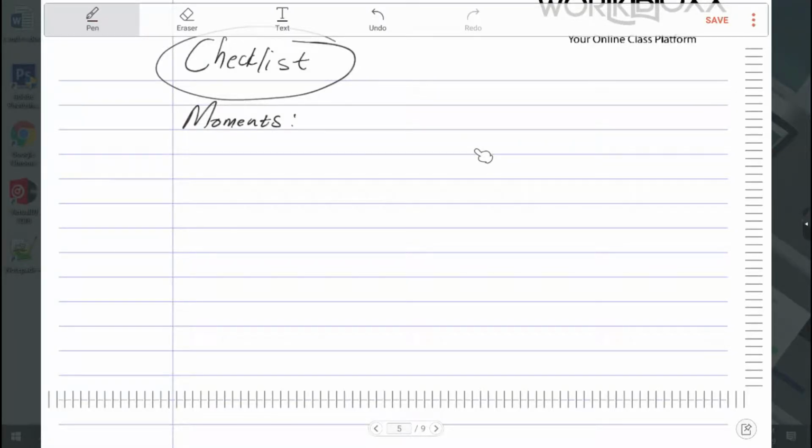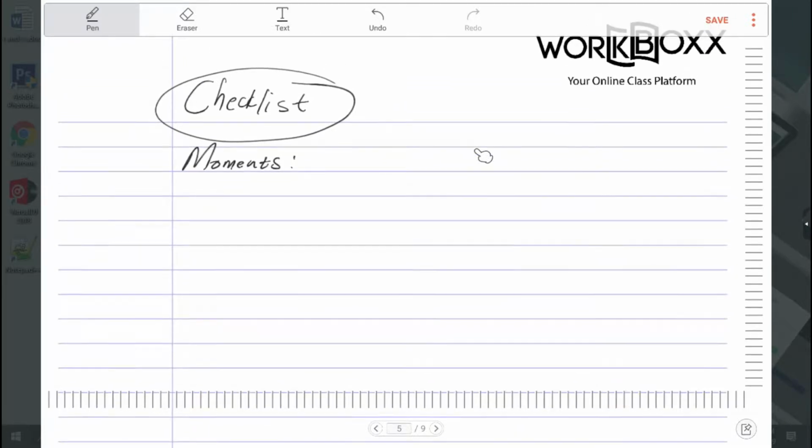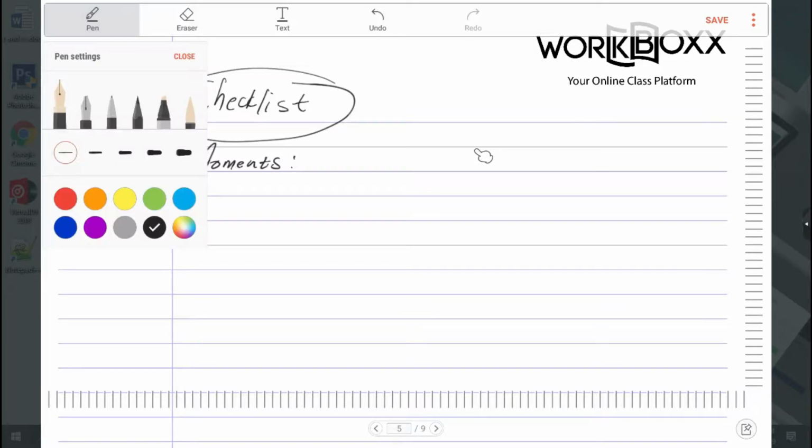I just felt like doing this checklist of some of the important concepts in SWK, and I think let's start with moments. We're going to do two versions, the scalar and the vector format. So let's start with the vector format.